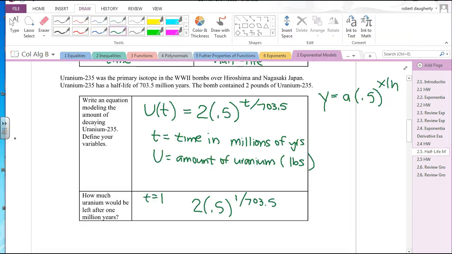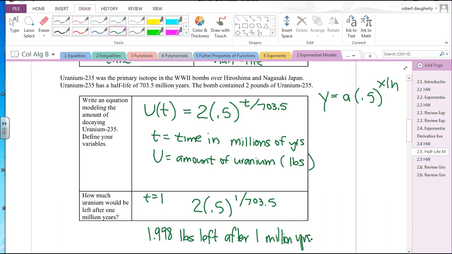So what is that answer? Yeah, so I've got 1.998 pounds left after 1 million years. You can start to see why we're concerned about nuclear weapons, okay?